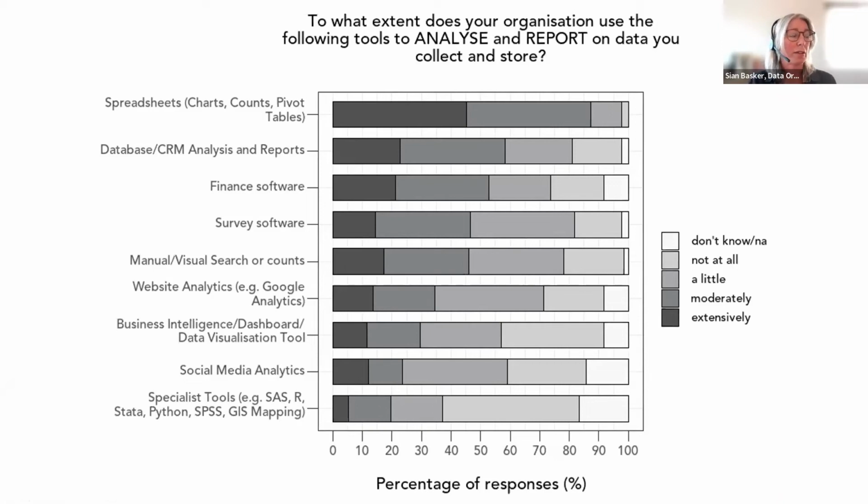And then a whole range of other tools are in there. Bottom of the list is the more specialist tools. So some of the kinds of data science type tools and the GIS mapping kind of tools are being used, but by a really small proportion. Only about 5% are saying they're using those extensively, maybe 20% included with moderate. And also things like business intelligence and dashboards, probably in use by around 30% of organizations to any considerable extent.